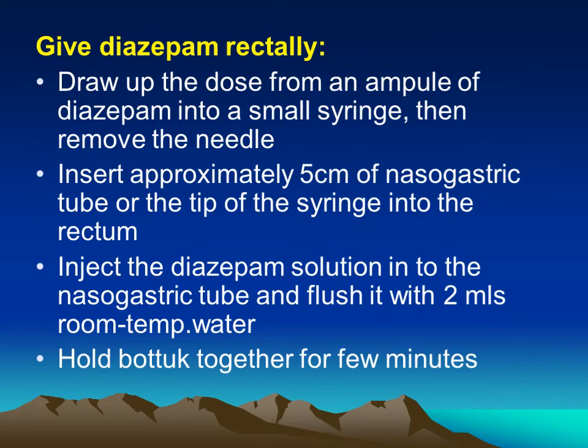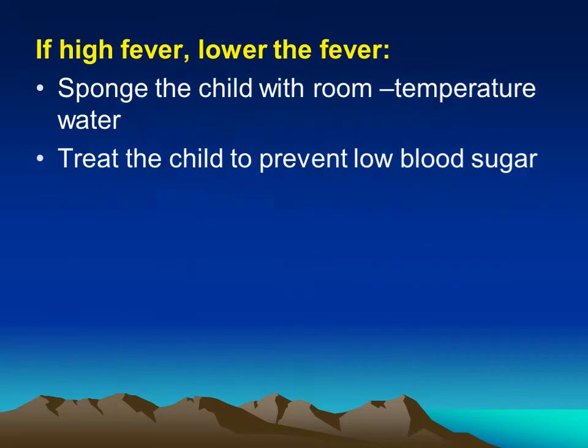How can you give diazepam rectally? Draw up a dose from an ampoule of diazepam into a small syringe. Then remove the needle. Insert approximately 5 cm of nasogastric tube, or the tip of the syringe, into the rectum. Inject the diazepam solution into the nasogastric tube and flush it with 2 ml of room temperature water. Hold the buttocks together for a few minutes to make the drug work. If the baby has fever, lower the fever by giving paracetamol and sponging the child with room temperature water.